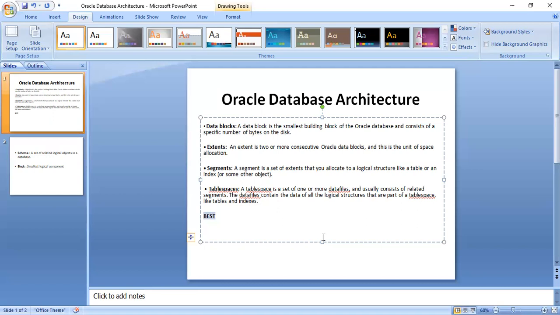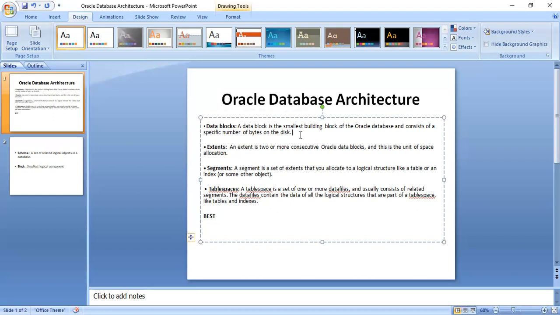Okay, Srikanth. First we'll discuss this one. For easy understanding, remember BEST. You can see the first letter, B, for block. A block is nothing but a data block. E for extents, S for segments, T for tablespaces. The data which you are writing in the database will be stored in the database as a block only.